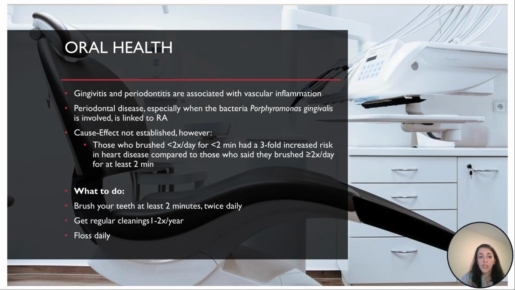So brush your teeth twice a day for 2 minutes each time, get regular cleanings once or twice a year or whatever your dentist recommends, and floss daily. That can help reduce inflammation and improve cardiovascular health.